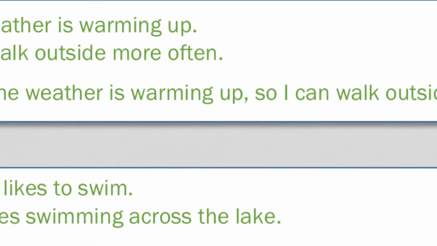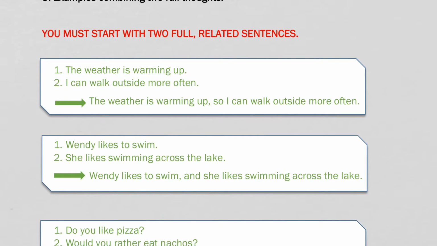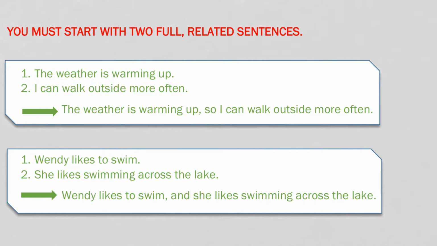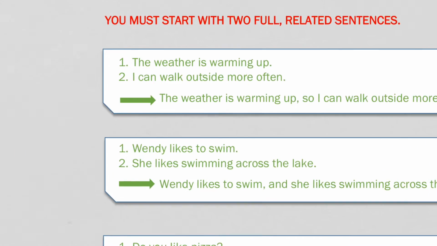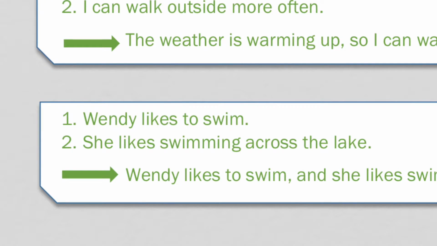Now there's more than one coordinating conjunction. I'm just giving you a few examples, all right. So this is how I've combined those two sentences. I said, the weather is warming up, comma, so I can walk outside more often. Let's look at another example. Here's two sentences that could fit together. One, Wendy likes to swim. Two, she likes swimming across the lake.